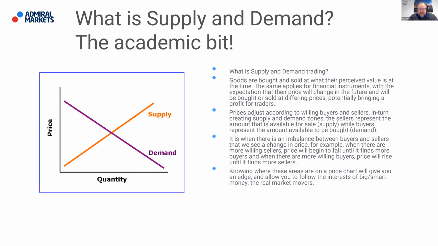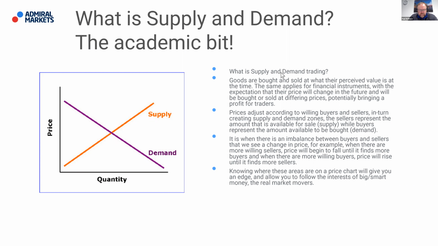So what is supply and demand? Well, this is the academic slide just to get us started. It basically gives people a little bit of an introduction. So, what is supply and demand in trading? Well, as you can read there yourselves, goods are bought and sold at what their perceived value is at the time. Same applies for financial instruments, with the expectation that their price will change in the future and will be bought or sold at differing prices, potentially bringing a profit for traders. That's why we're traders. Prices adjust according to willing buyers and sellers, in turn creating supply and demand zones.